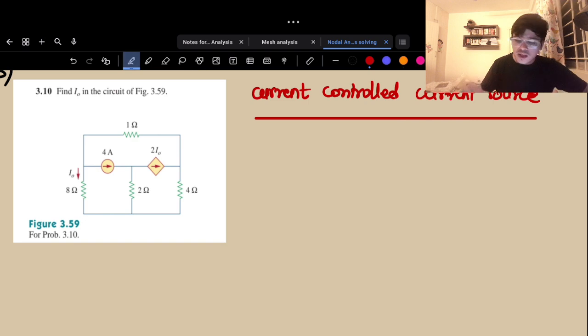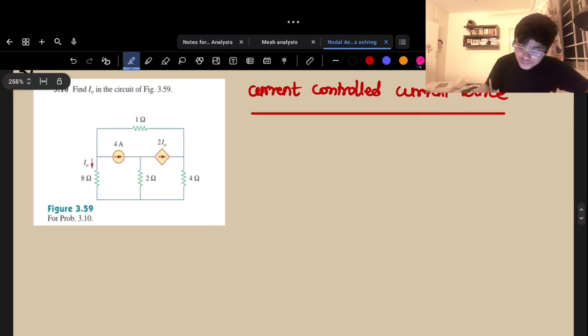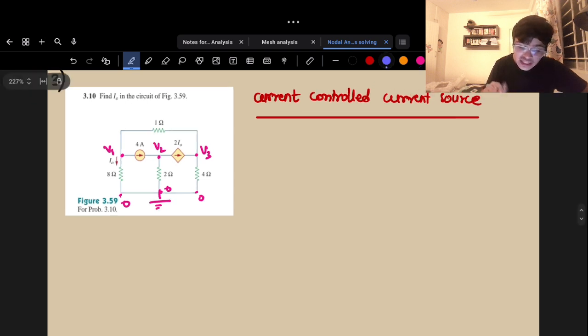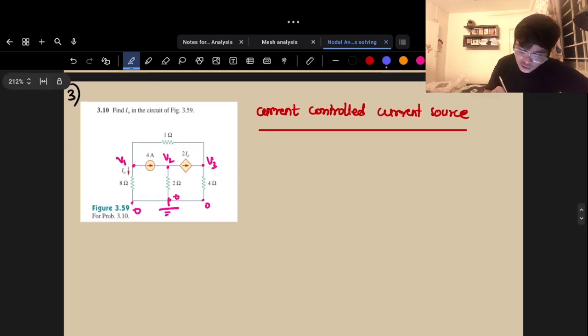All right. Now let's try to solve this. Let me ground this. This will be my 0. This is 0, and this is 0. Now since we are solving by nodal analysis, let's assume voltages V1 here, V2 here, and V3 here. Right, pretty straightforward. Now let's try writing the KCL equations for all these nodes.